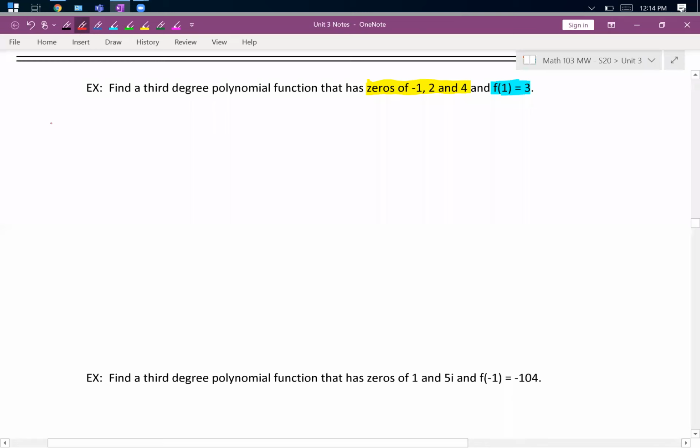We're using f, and I know to use f because it says f of 1 equals 3. So f of x equals a, my unknown leading coefficient, times the factors. What are my factors going to be? x plus 1, x minus 2, and x minus 4. I remember it's just the opposite of our zeros. And now we're going to use f of 1 equals 3 to find that leading coefficient of a. We're plugging 1 in for x and 3 in for y, aka f of x, and then we'll solve for a.